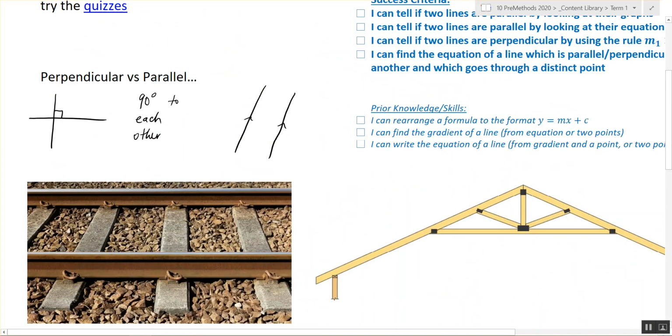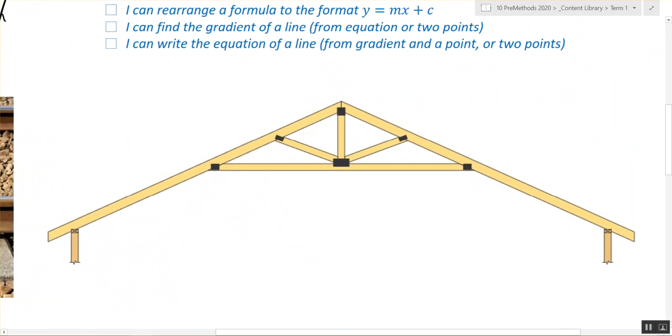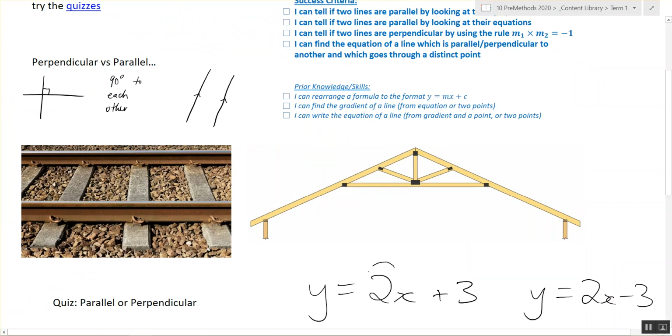Parallel and perpendicular is so important. Many applications. If our railway tracks are not parallel, what's going to happen? People will die. If our roof truss is not perpendicular, what will happen? The roof will collapse. It's all about the gradient. A y-intercept we don't care about.